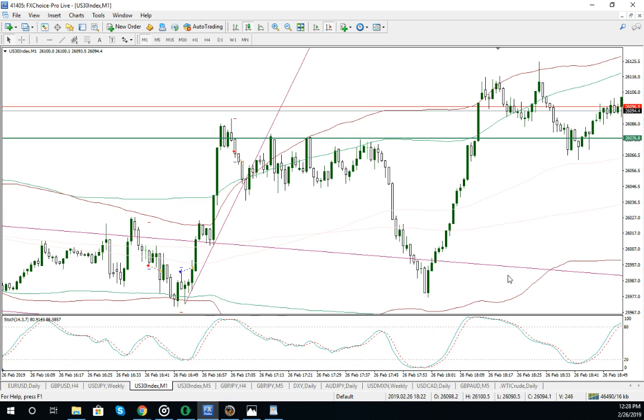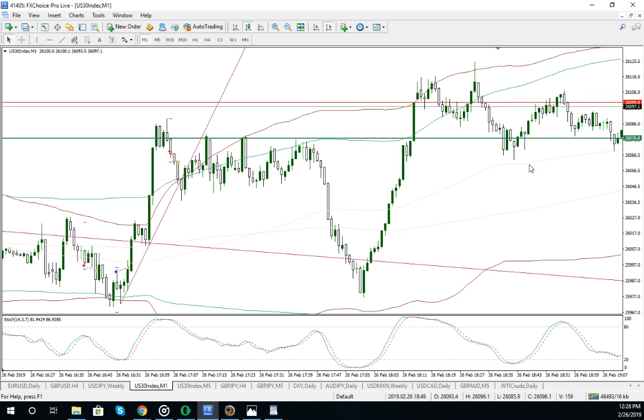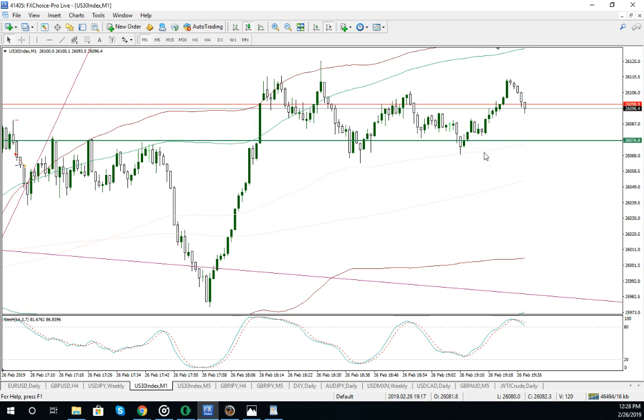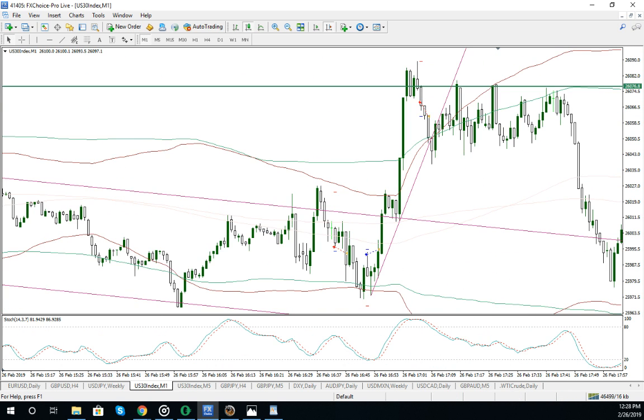Then there was a nice move down and a very nice move up. Then you can see the concept of resistance turning to support here for a little while. Okay, and another bounce. And here we are getting into afternoon trading. So just wanted to point out a few trades.